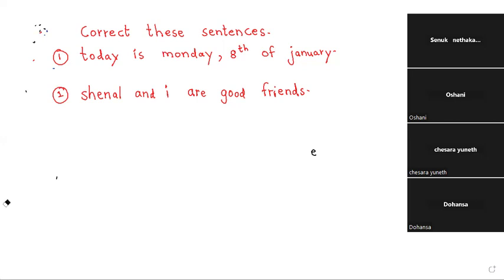Right, the other 3 sentences I will give when you join, right? Again, using the same link, children. Join using the same link, right? You want to write only these 2 sentences, correct the sentences when you join.